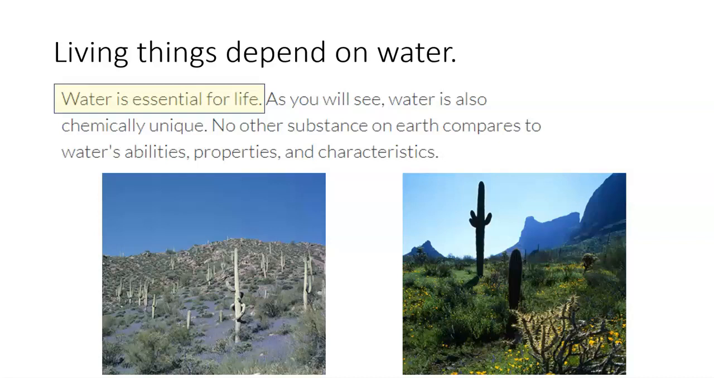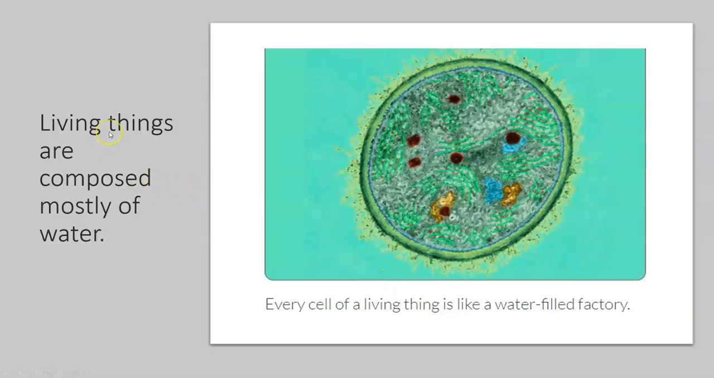Okay, so we're going to discuss today the unique characteristics of water. Living things are composed mostly of water. You can see here a picture of a cell. Every cell of a living thing, whether you're a plant or an animal, is like a water-filled factory. You can see all the different parts of the cell. There's an endoplasmic reticulum, these little green lines. There are parts called organelles inside every cell, but all of those parts are floating around in the aqueous, watery environment of the cell.